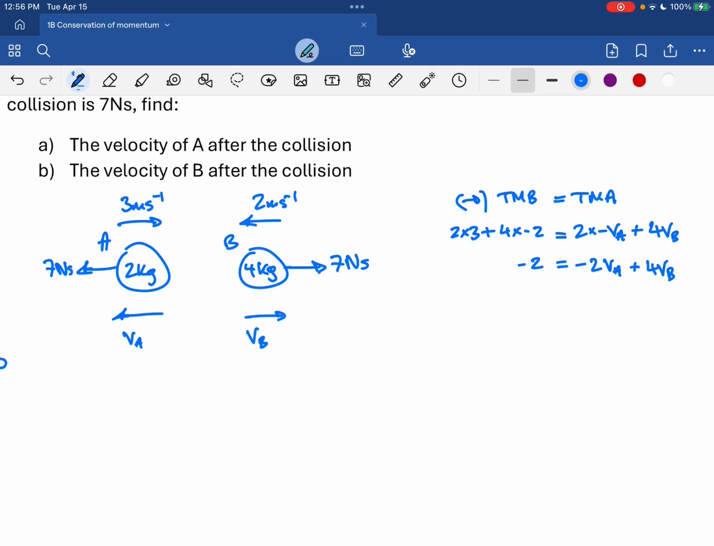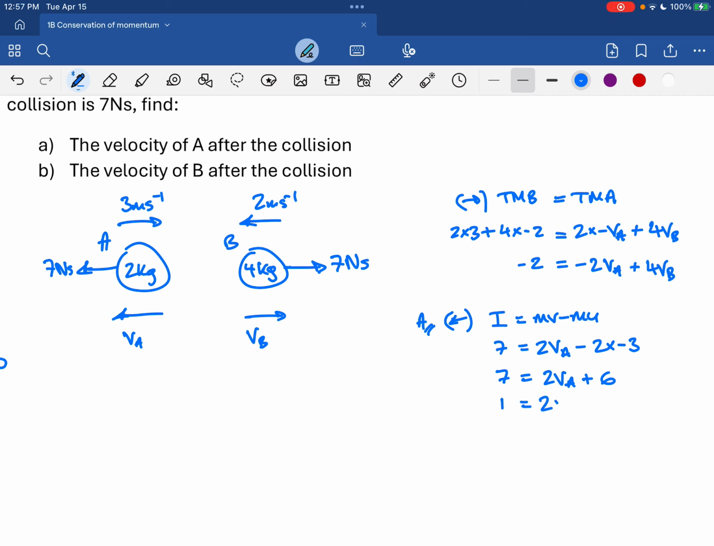So let's look at particle A, first of all. I'm going to take left as positive because we know that the impulse it feels is moving left in our diagram here. So that's going to be a positive 7 there. 2 times our final velocity for particle A. And a negative 3 here, because that's moving in the opposite direction to what we said was positive. So again, you just need to take great care with signs with these questions. It's very easy to make a slip with a sign.